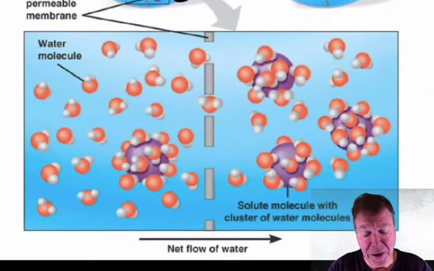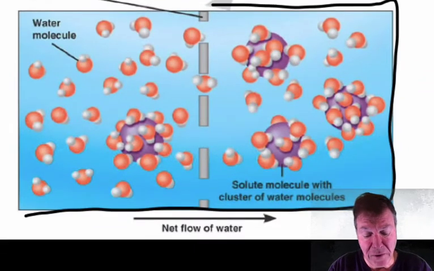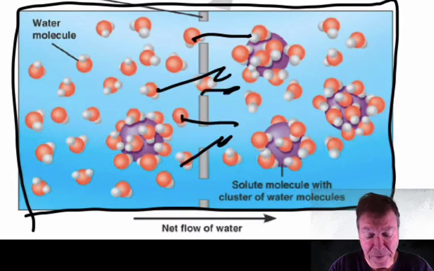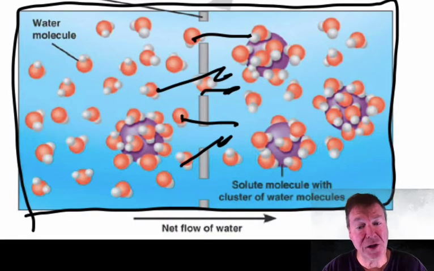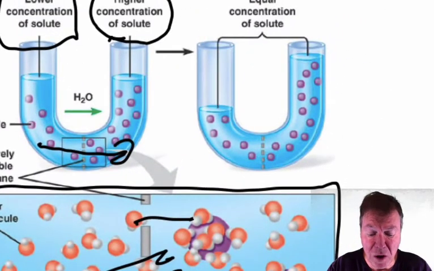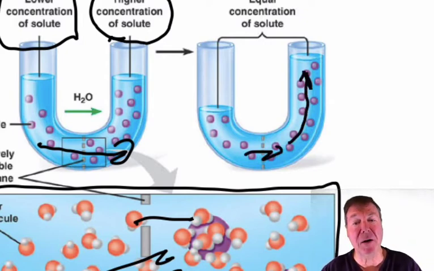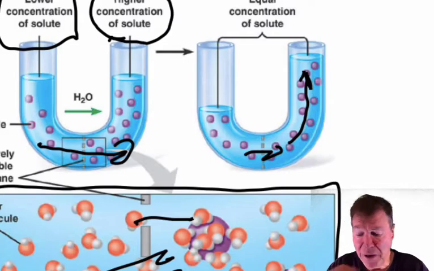And you can see that in the rectangle down here. The water is going to move across the membrane from the high concentration of water to the low concentration of water. And as a result, because water is moving across the membrane, it's going to push that water column up higher. And I'm going to show you an example of that here in a minute.